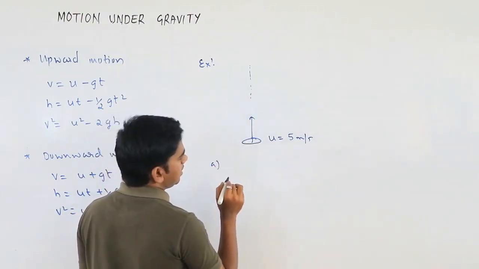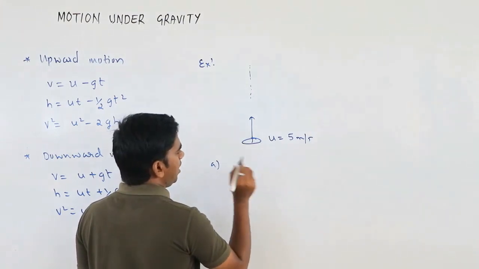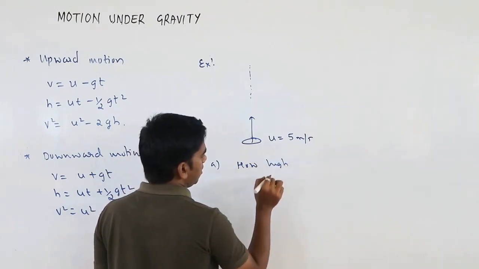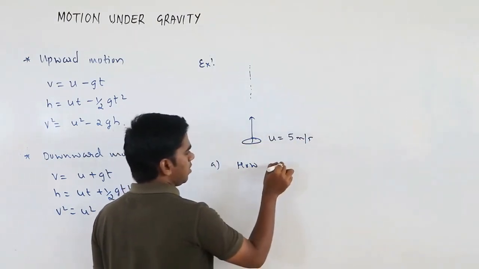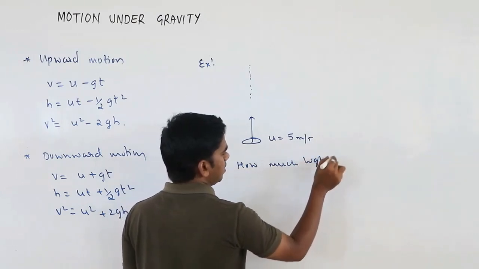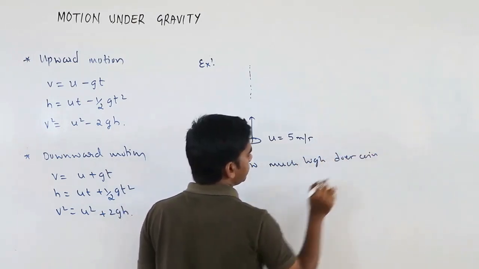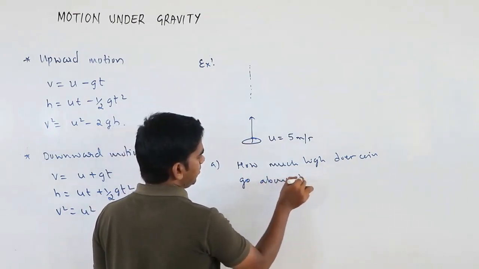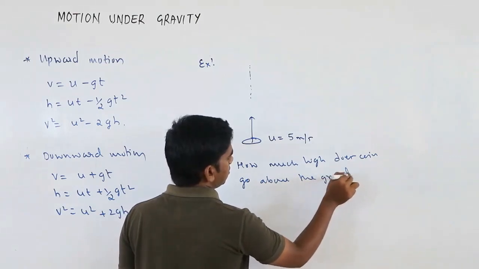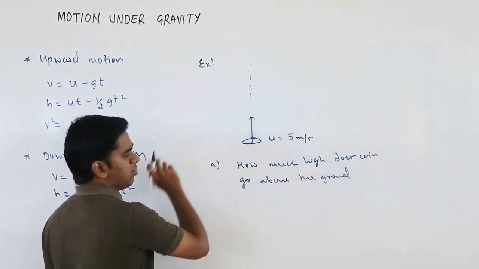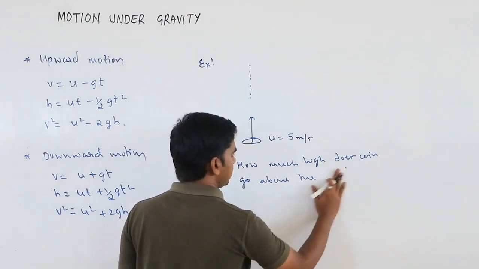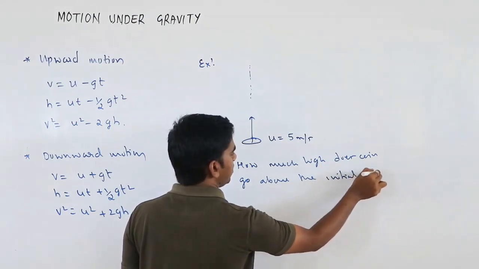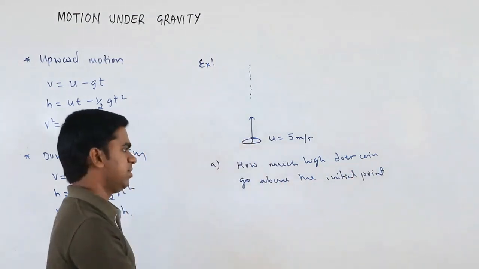So we can say, how high does the coin go above the ground? Means above the initial point. We can say initial point. Ground in the sense again, from this point there is some height, ground also.